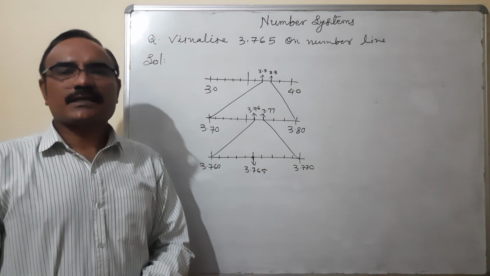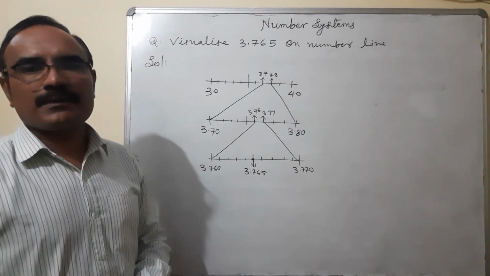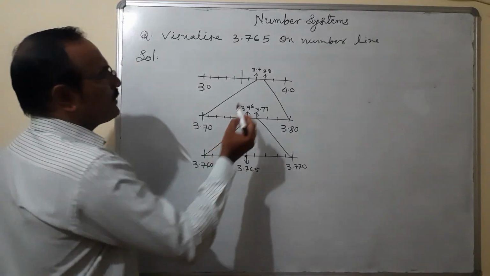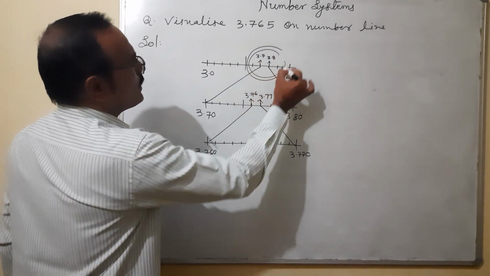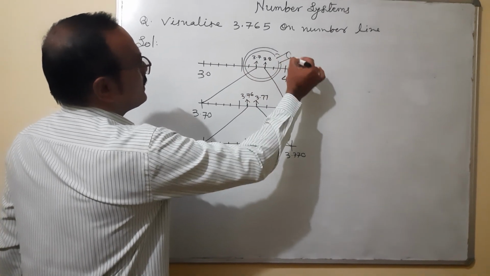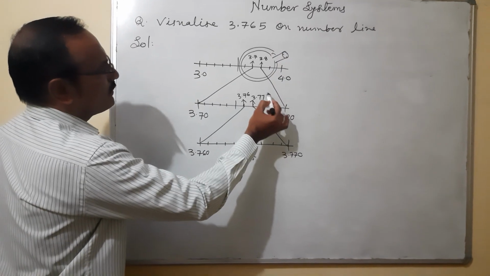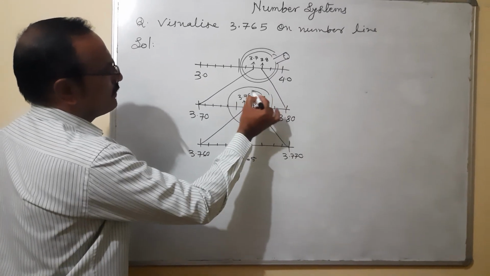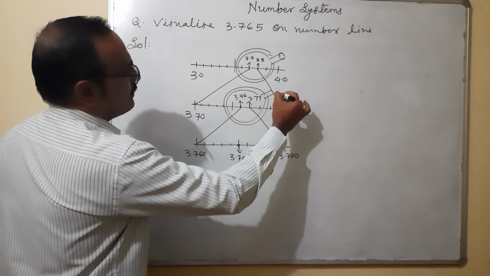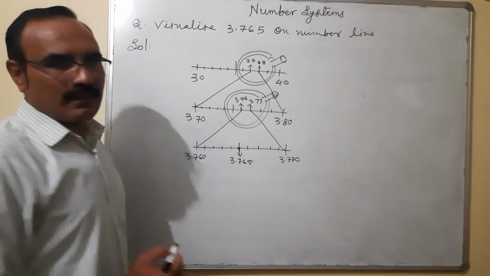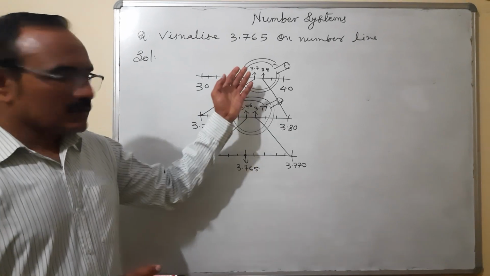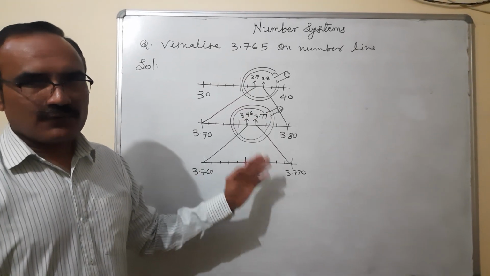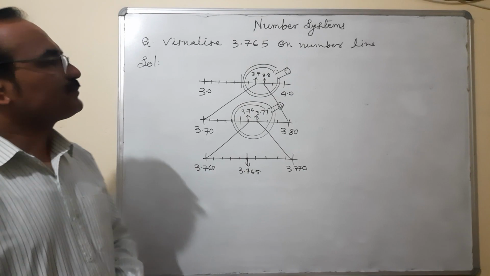This method is considered as the successive magnification method. Successive magnification method means there is a magnifying lens over here. We can make a lens. So friends, this is called the successive magnification method. Visualize the number on the number line.